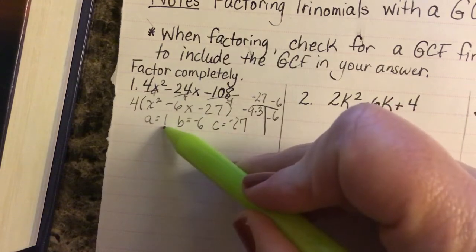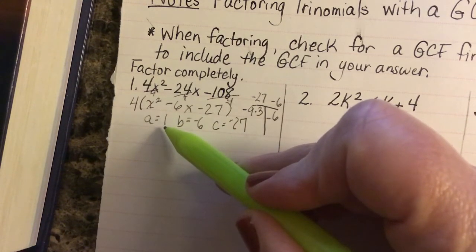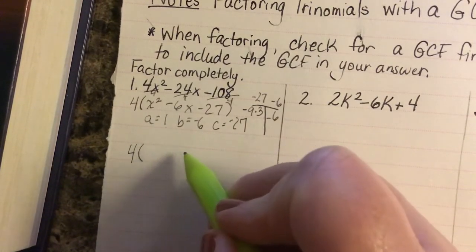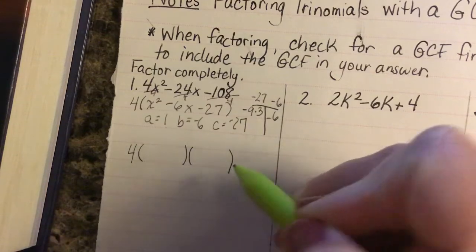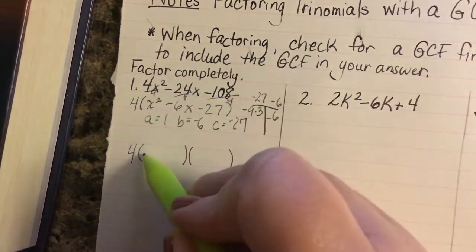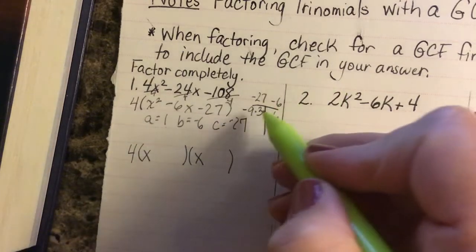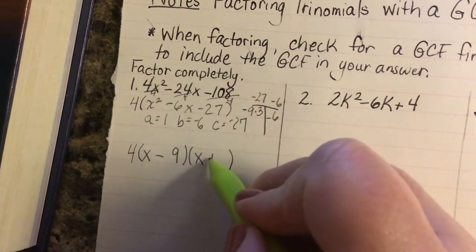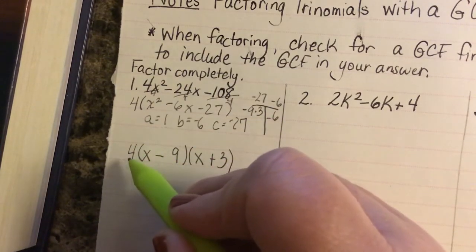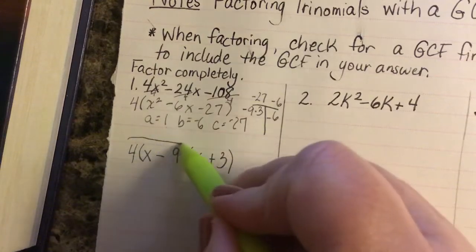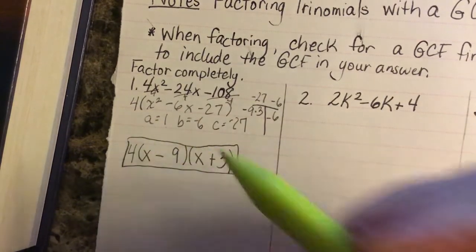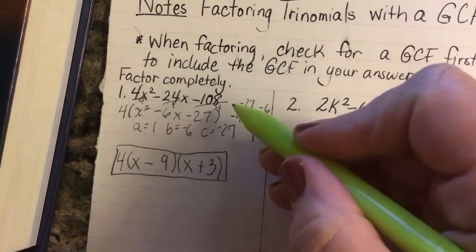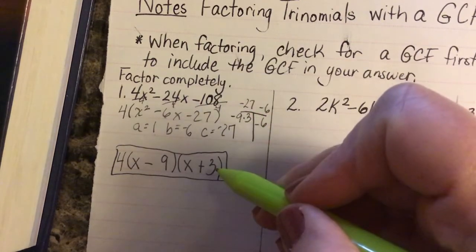And since a is 1, I can go straight to my answer. I don't have to do factoring by grouping. So I'm going to bring down my 4. And I'm going to put 2 empty binomials. I'm going to use that middle variable x. And I'm going to put minus 9 and plus 3. And make sure that you include that greatest common factor in your answer. Remember, the purpose of factoring is undoing the distributive property. So if you redo the distributive property, you should come up with the answer that's up here, and we would.